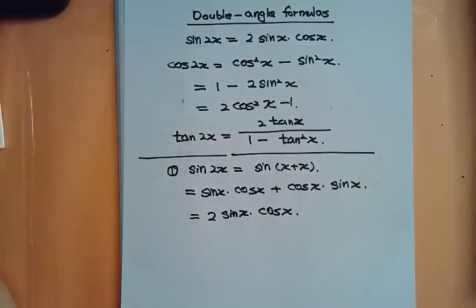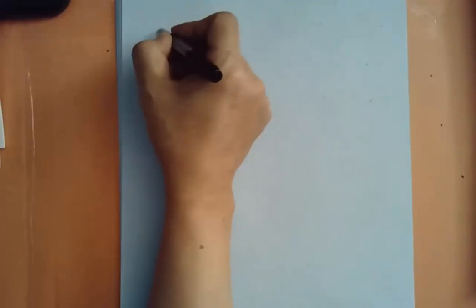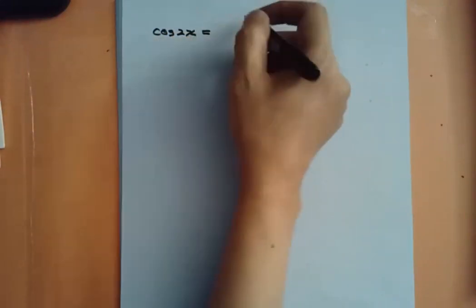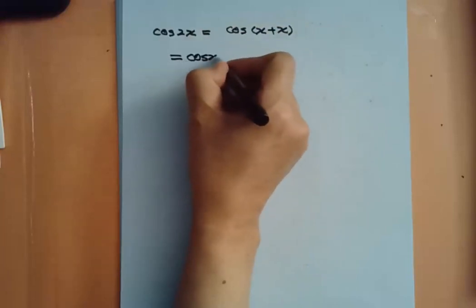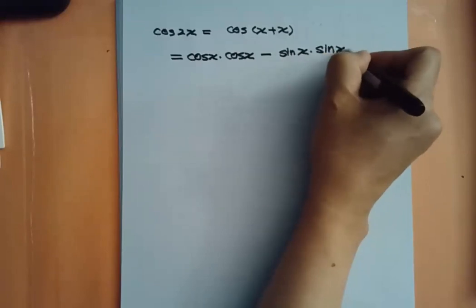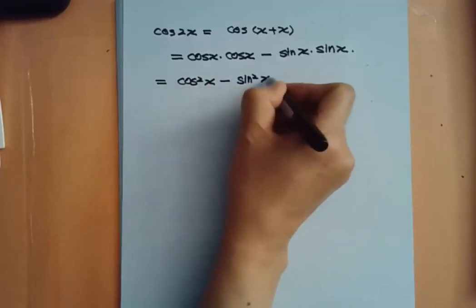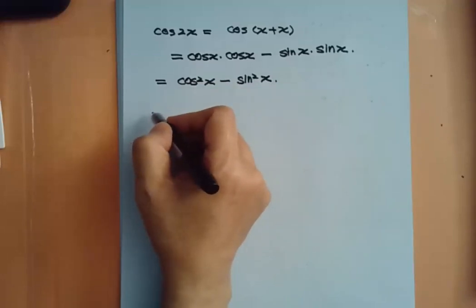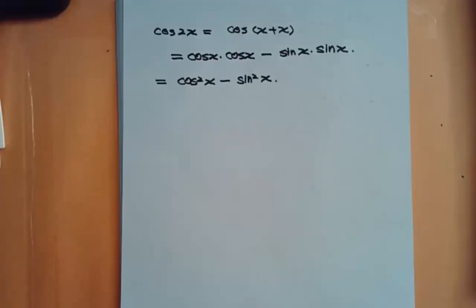And let me talk about the double angle formula for cosine. Cosine of 2x can be written as cosine of x plus x. So that is cosine of x times cosine of x minus sine of x times sine of x. So that means cosine squared of x minus sine squared of x. Right, that is just a straightforward formula, because that can be related with the sum formula.